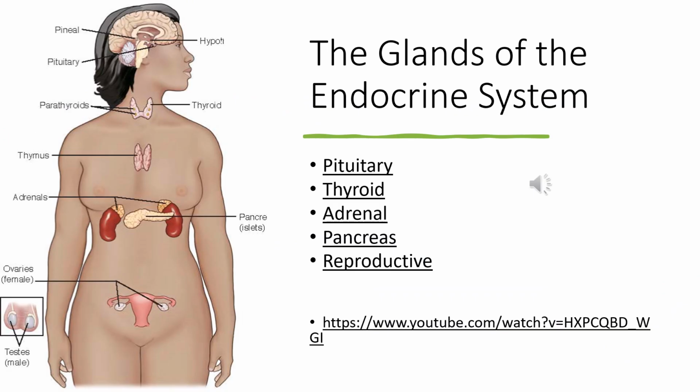Here are some of the glands we're going to be looking at. Pituitary, thyroid, adrenal. These are not the only glands. These are not the only diseases, but we're going to focus on these ones because these are the ones you're probably going to see the most. So we've also included a YouTube video link down below. Take a look at that, and that will definitely help identify some of these glands.